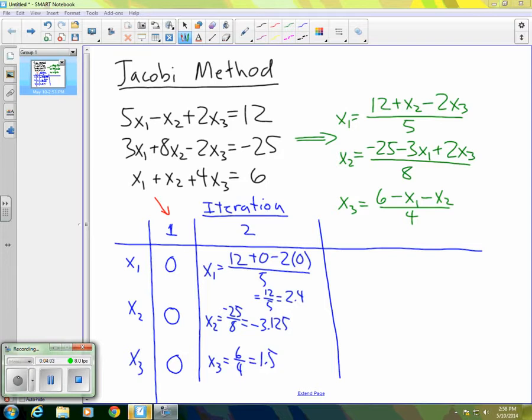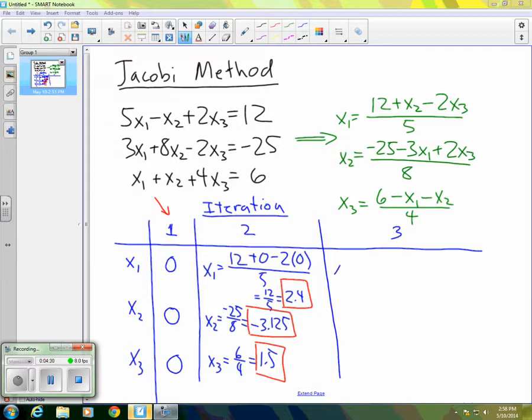Okay, and so now we have our new values. Let me just box those. So here's our new x1, 2.4. Our new x2 is negative 3.125. And our new x3 is 1.5. So let's go on and let's do one more iteration. So we'll find our values for the third time around. Again, the first time just being our initial guesses.